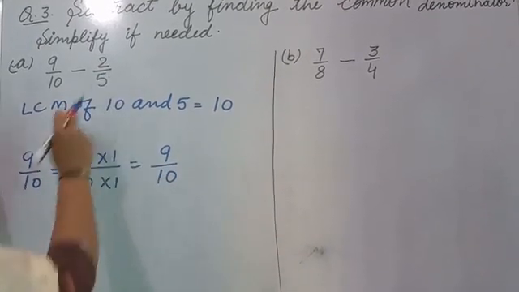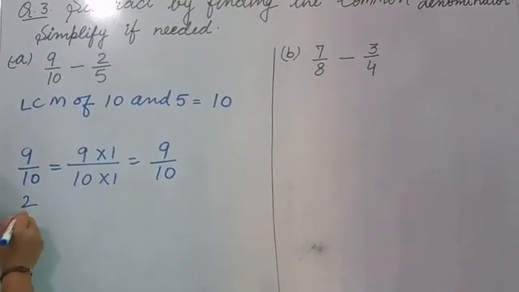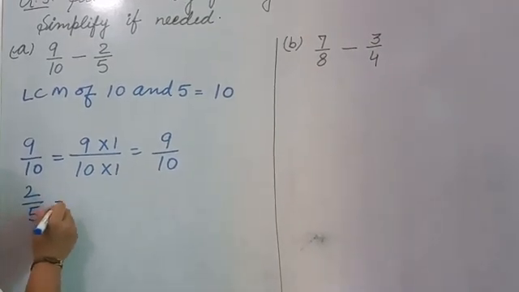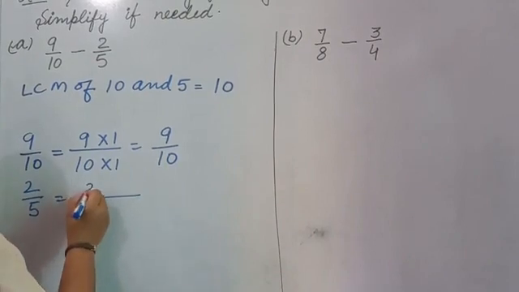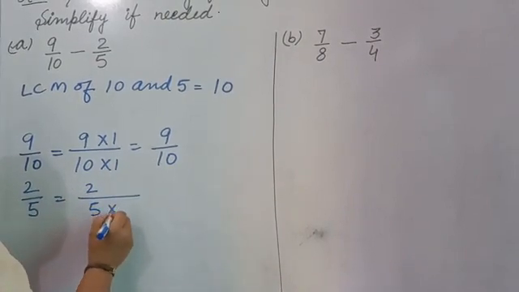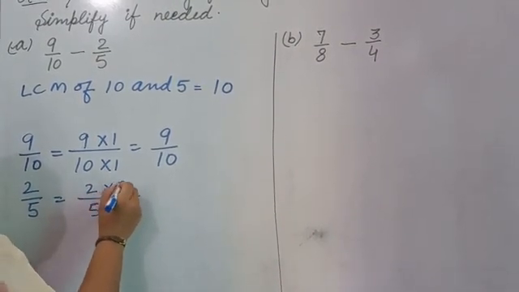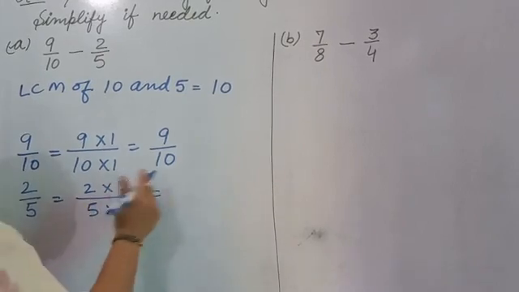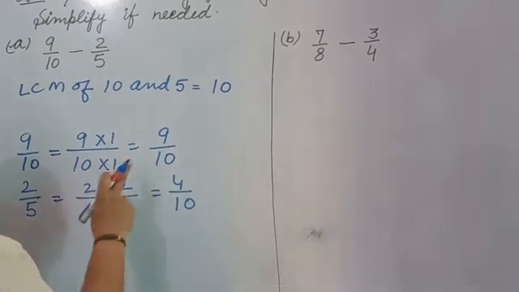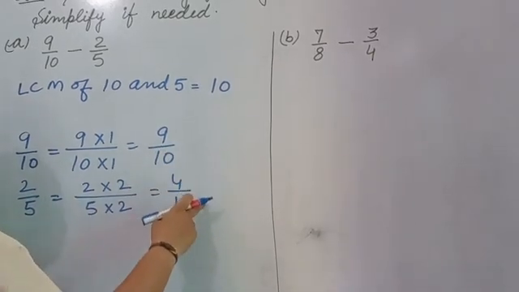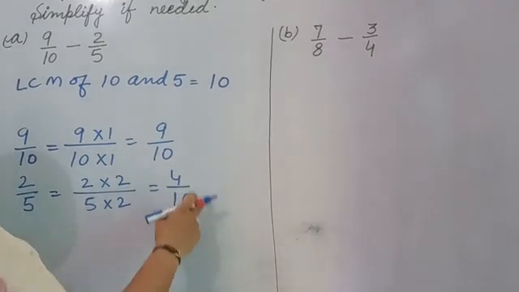Now we take the second fraction. Second is 2 upon 5. Now how can we make 5 into 10? Multiply by 2. 5 twos are 10. So 2 upon 5, multiply by 2 and multiply by 2. Now 2 twos are 4 and 5 twos are 10. Now both fractions' denominators are 10. We made the same denominator.